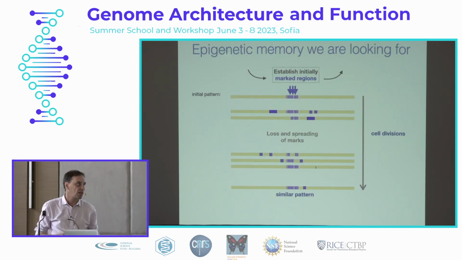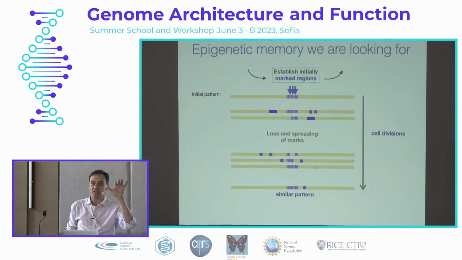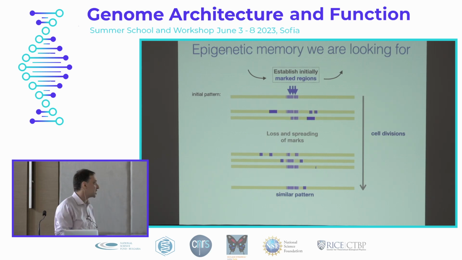What do we mean by epigenetic memory? So imagine a situation where something came and established specific histone marks on DNA, and then you track this through many cell divisions. Without being maintained by external factors, can this pattern be maintained? Like the way you save a file on a hard drive and it stays there, maybe accumulating some mistakes. So can this memory be self-sustained for many cell divisions?